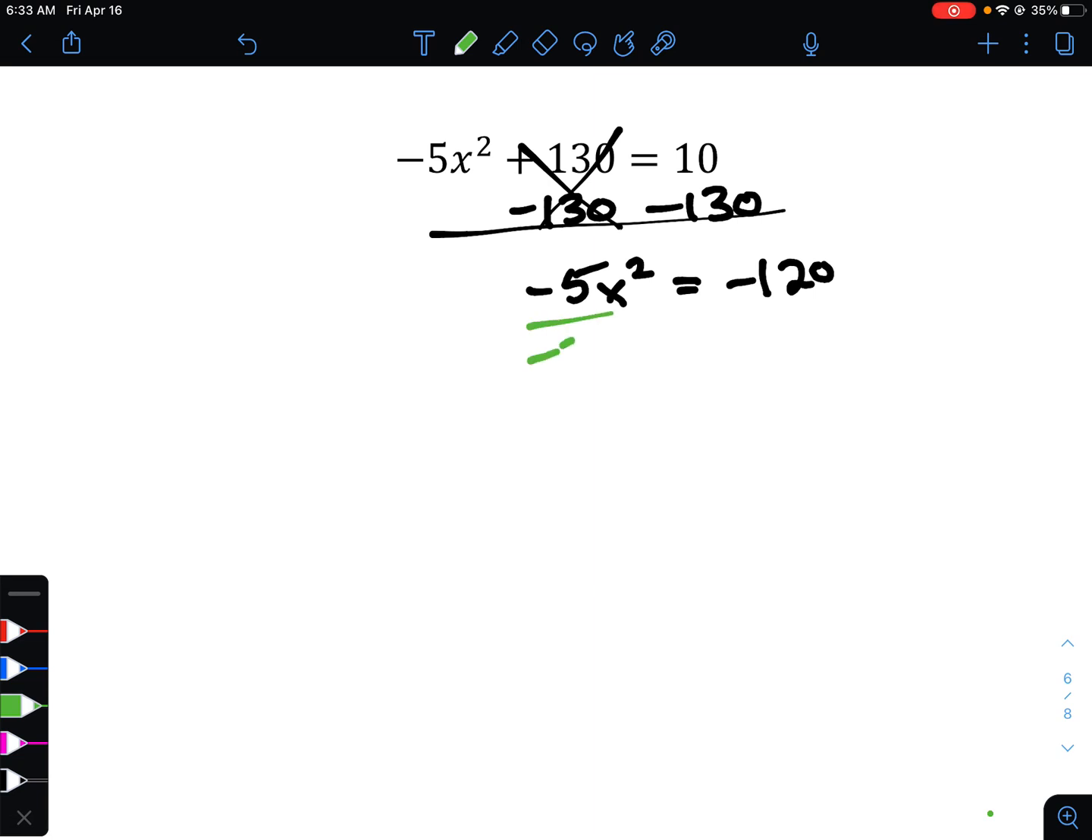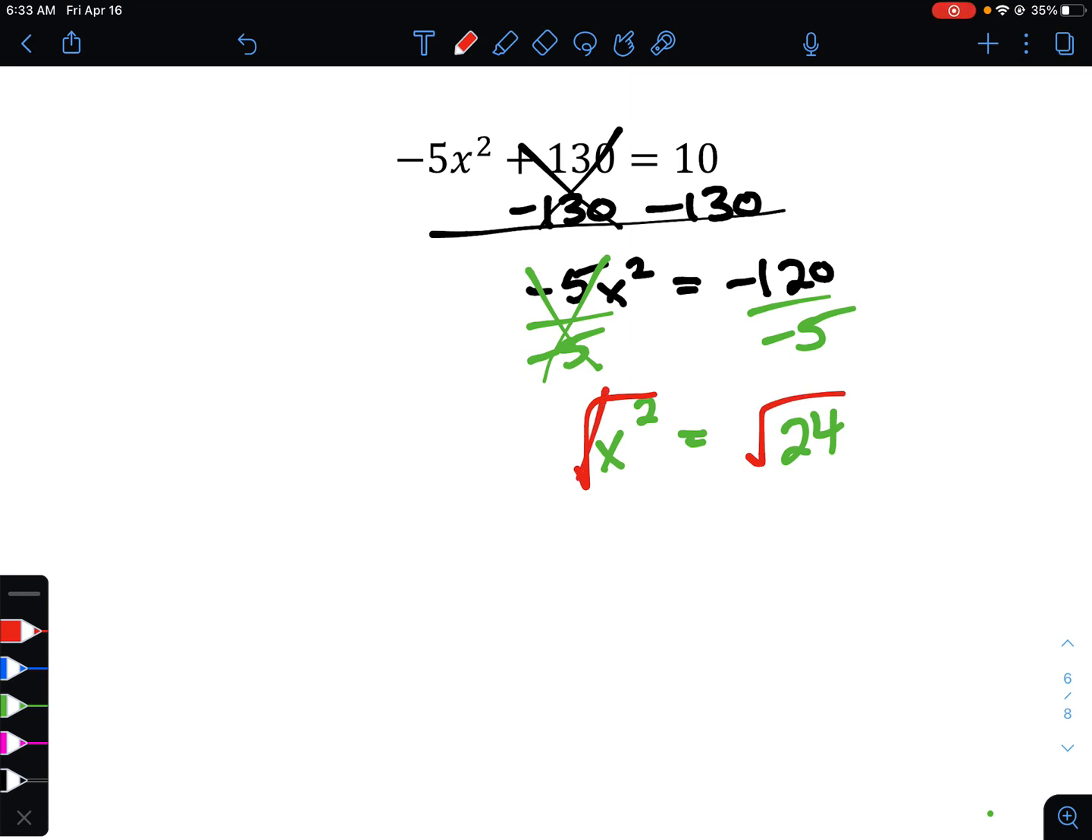So now let's go ahead and divide by that number in front of x squared. So divide by negative 5. So that's going to give you x squared on the left is equal to a positive 24 on the right. So at this point, we have x squared by itself. That's when we're going to go ahead and take the square root of both sides. So that'll leave us x on the left is equal to both positive and negative, so plus and minus. And for right now, let's just write it as the square root of 24.